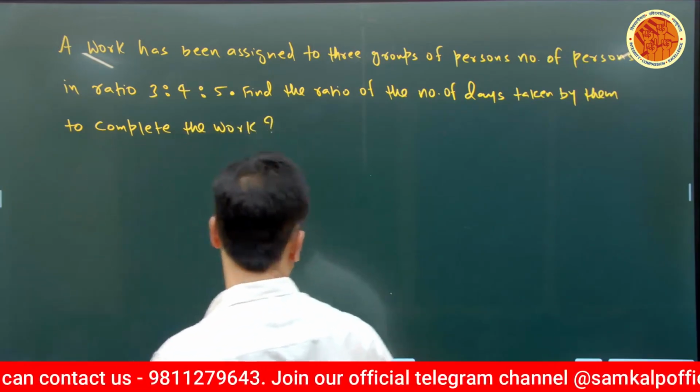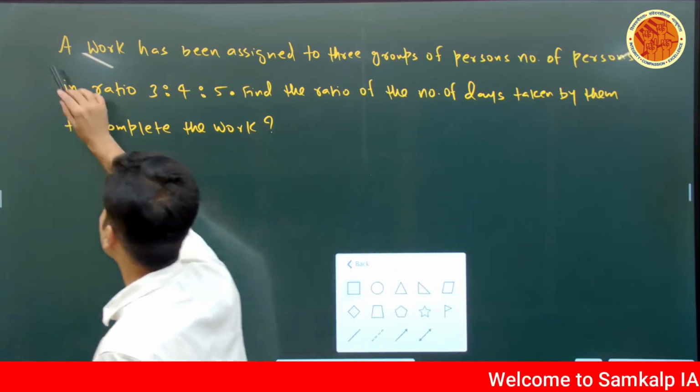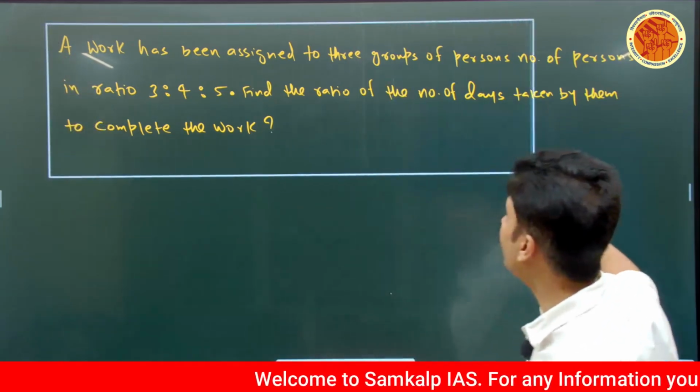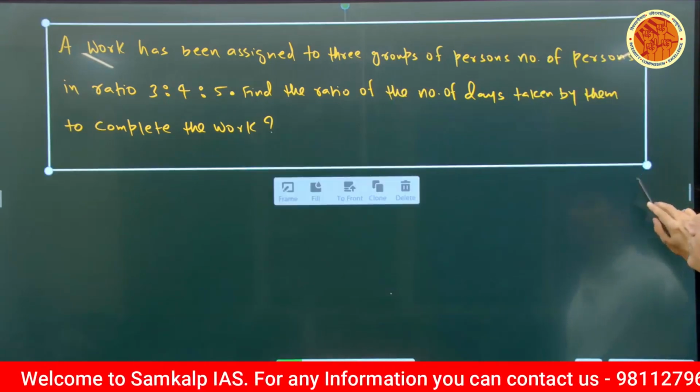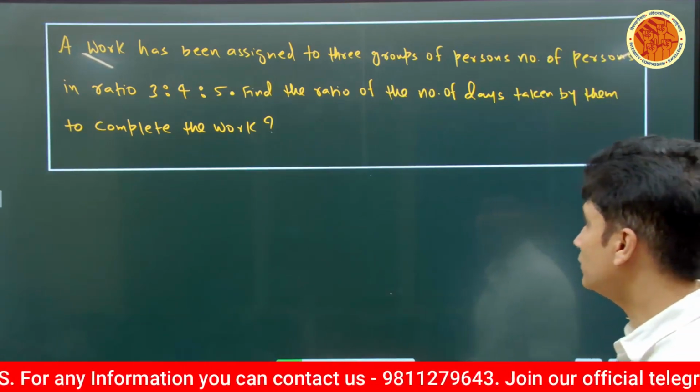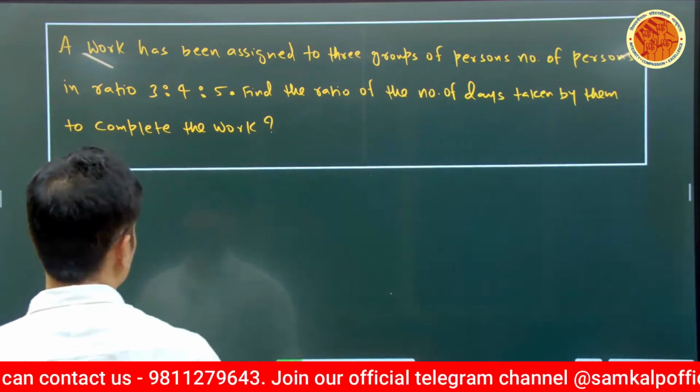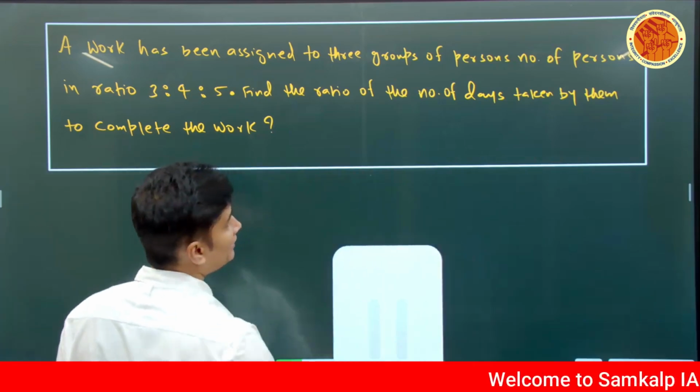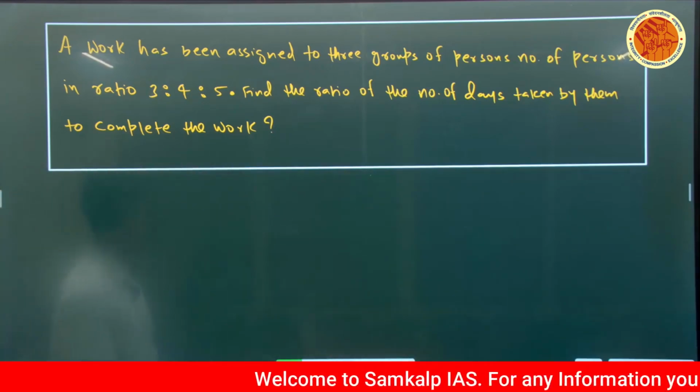Okay children? Did you understand the question now? A work has been assigned to three groups of persons in ratio 3:4:5. Find the ratio of the number of days taken by them to complete the work.